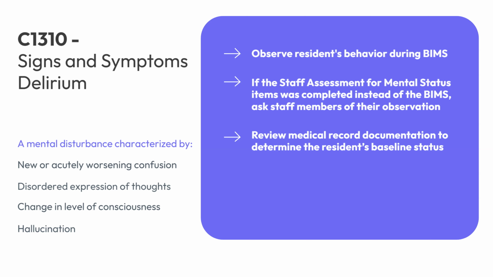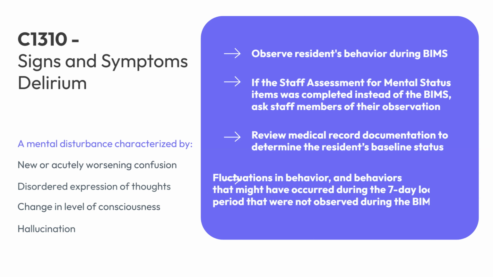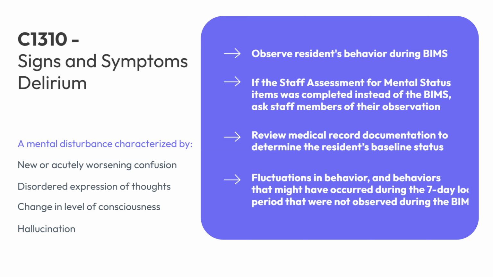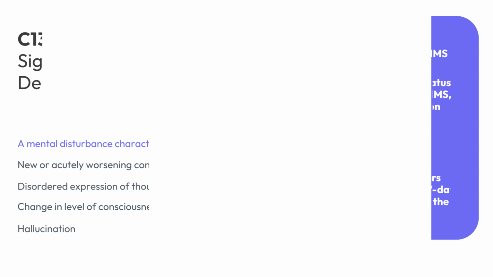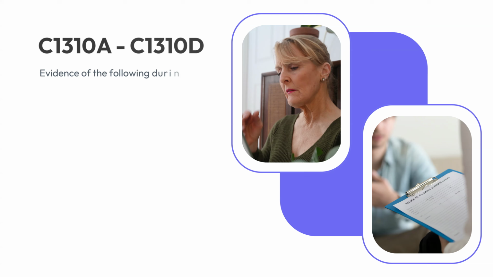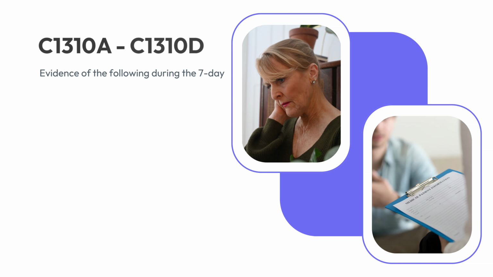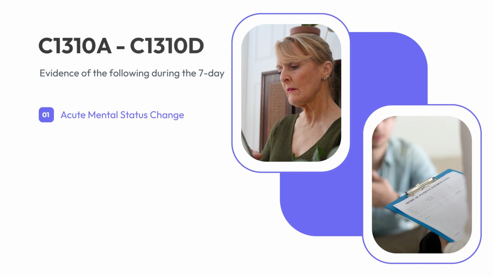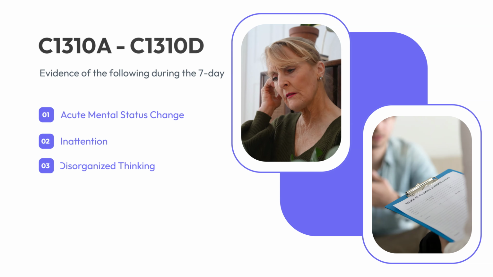Review medical record documentation to determine the resident's baseline status, fluctuations in behavior, and behaviors that might have occurred during the 7-day look-back period that were not observed during the BIMS. Item C1310A through D proceed to list the most common signs and symptoms of delirium and allow us to document the presence and frequency of those specific behaviors such as acute mental status change, inattention, disorganized thinking, and altered level of consciousness.